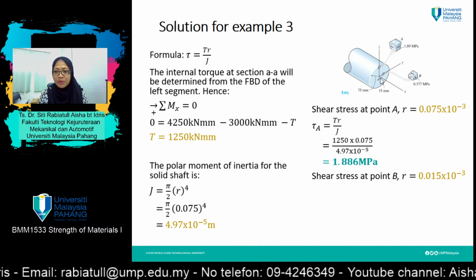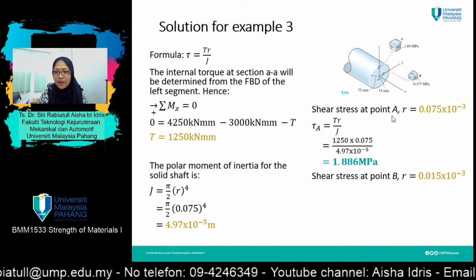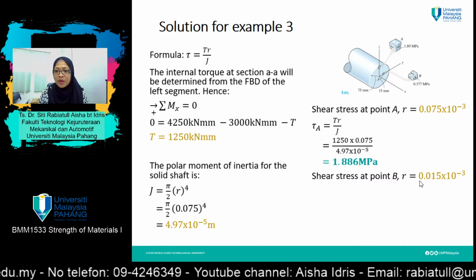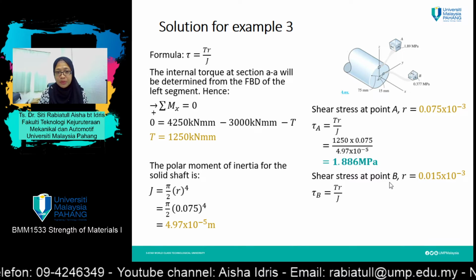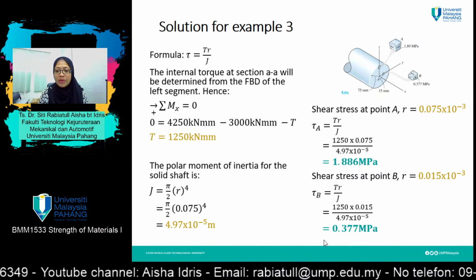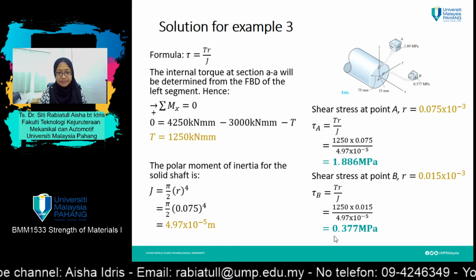After that, same steps. You need to check the radius for point B. So from there, we know that R equals 15 mm. Substitute into the same formula at point B. So you'll get tau at B equals 0.377 megapascal.